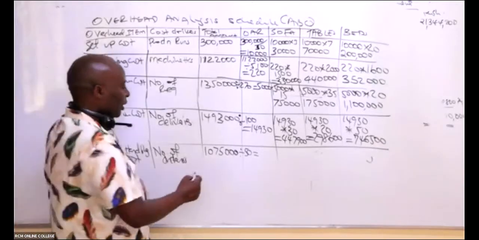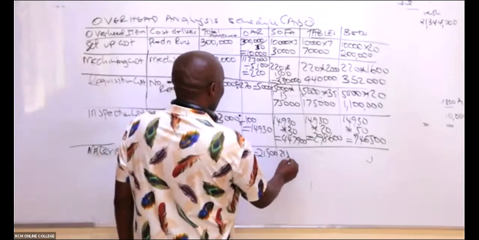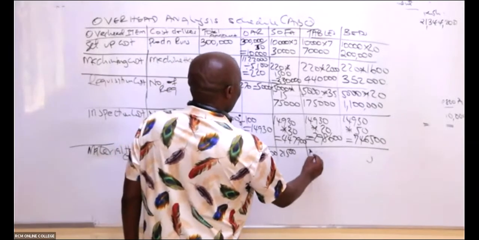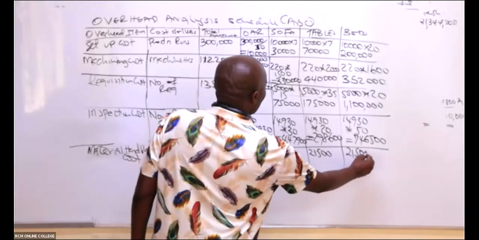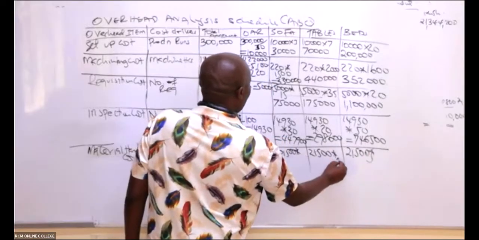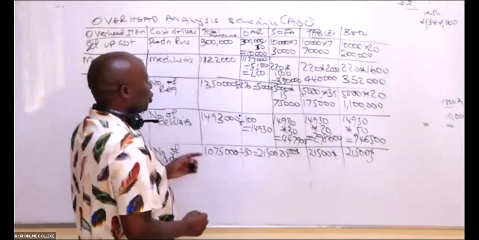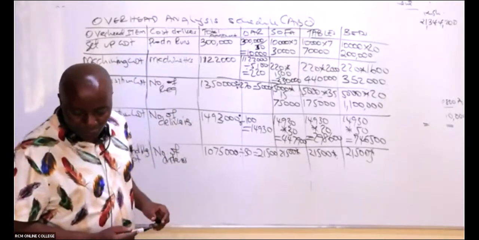$21,500. So then I'm quite good. So 21,500. Then are you able to give me the number of orders for sofa sets? Number of orders for sofa sets?